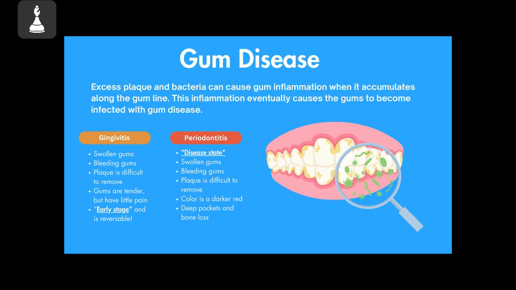Now, remember periodontitis, which is what you have been categorized to have. It is considered the disease state. Again, it's very similar to gingivitis in that you have swollen gums, your gums will bleed. Plaque is again difficult to remove. The color is a lot darker red, and there are deeper pockets and bone loss. So this is why you want to make sure that you have a routine. You have your routine cleanings with the dentist, just so we can help manage your oral health.